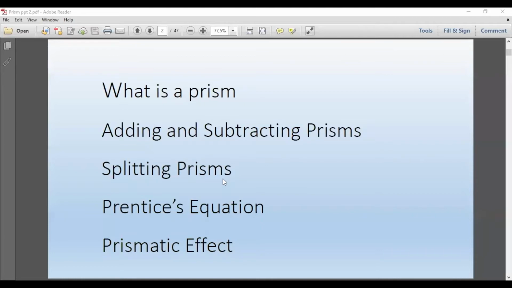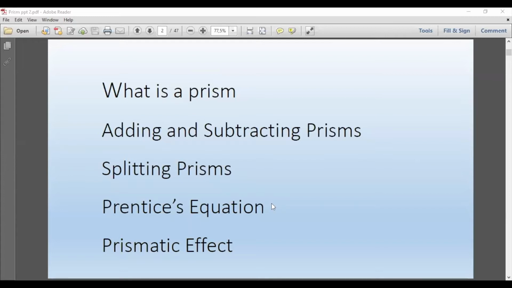Splitting prisms, the same thing. Usually if you need prism in a pair of glasses and the prism is quite high, so instead of putting all the prism in one eye, what we'll do is we normally split it. We normally split them equally.